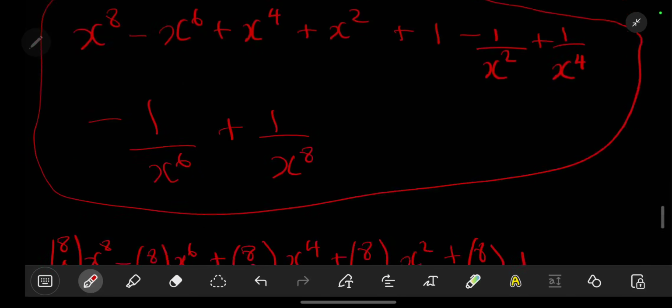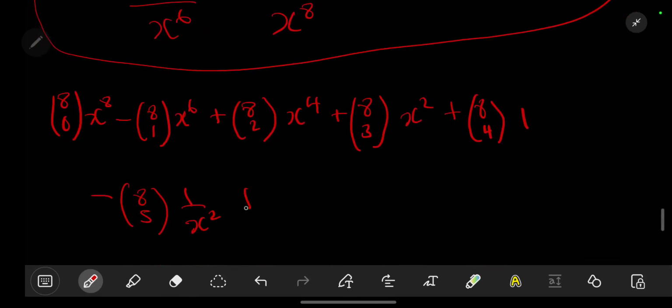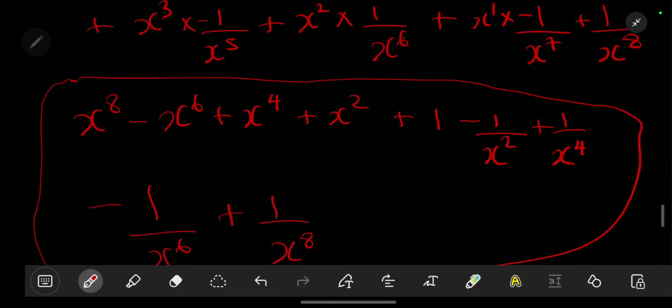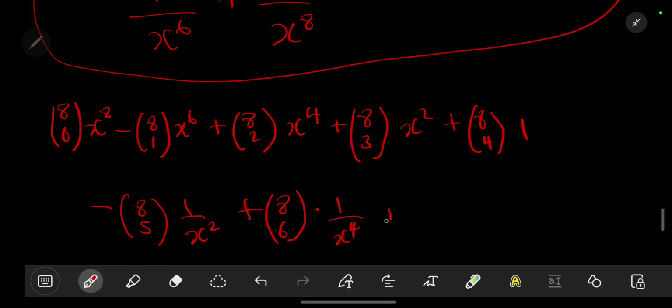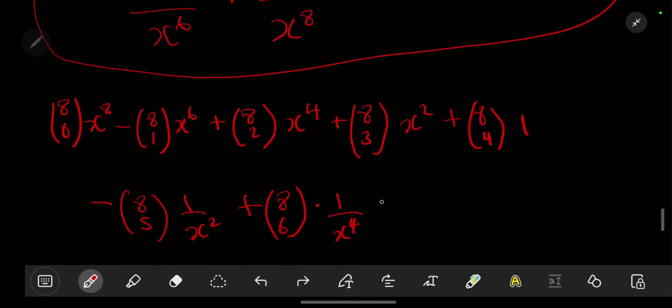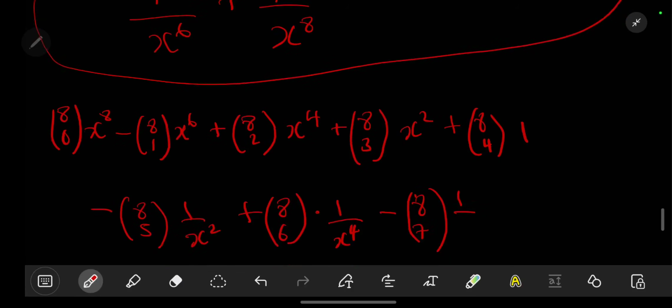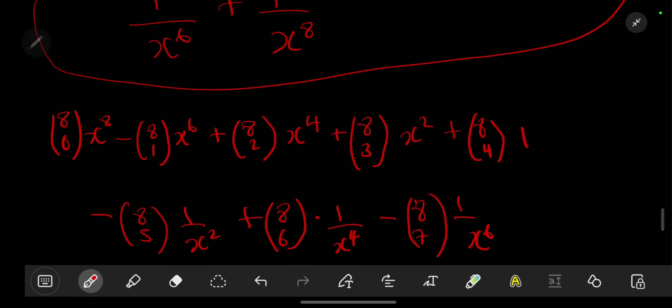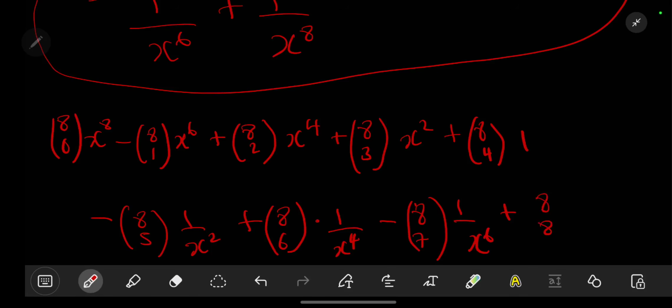Then we have plus 8 combination 6 times our 1 over x to the power 4. Then, is it plus or minus? It's minus, minus 8 combination 7 times our 1 over x to the power of 6. Then we have plus 8 combination 8 times our 1 over x to the power 8, like that.